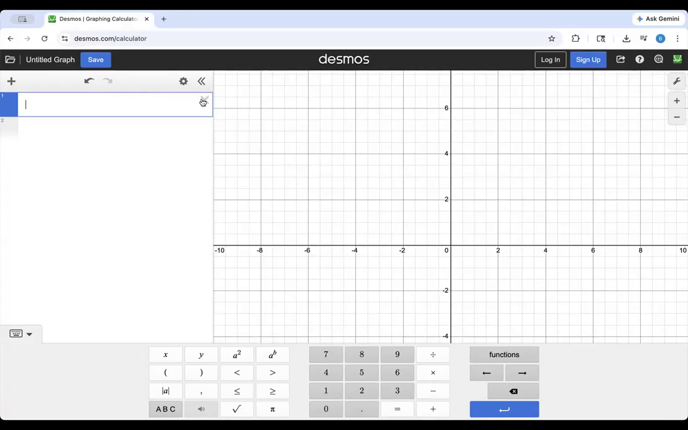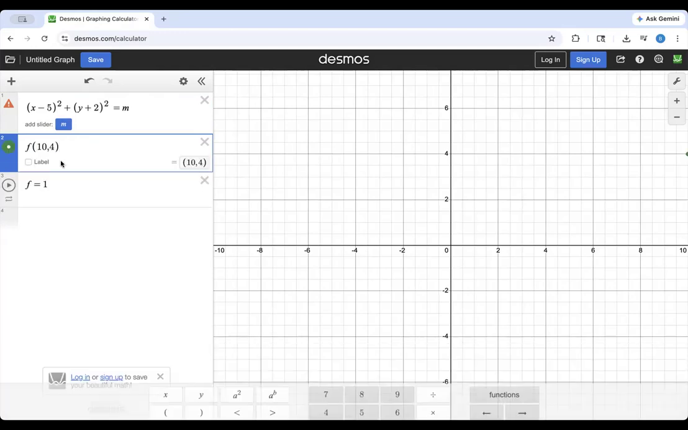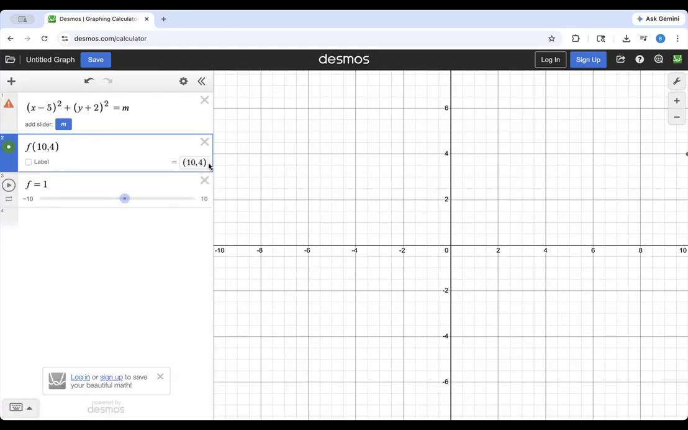For the circle question, just plot the equation given. It will tell you to hide a slider. This is where it's very important. Don't hide a slider. This is where you make a mistake. Now, they give you a point, f of 10, 4. This is your key. Now, plot f. Put f is equal to 1. That will give you 10, 4. That's equivalent to what you have.